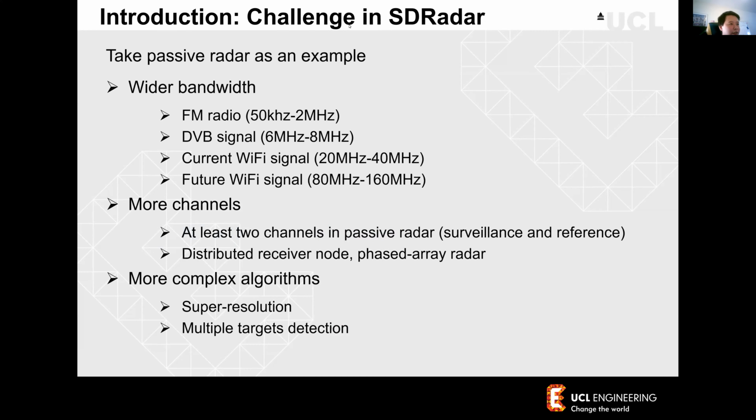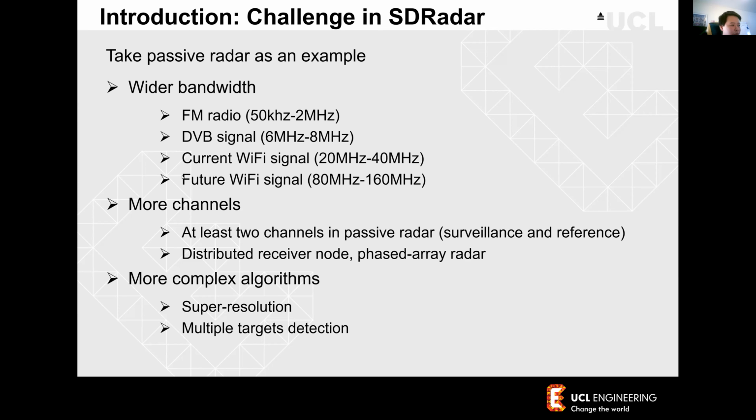So what's the challenge in SDR radar? Let's take passive radar as an example. Basically, we are working on wider and wider bandwidths, starting from FM radio at 50 kHz to 2 MHz. Then we previously worked on DVB signals, with bandwidth from 6 to 8 MHz. And then the current Wi-Fi signal is about 20 MHz at 2.4 GHz or 40 MHz at 5 GHz.